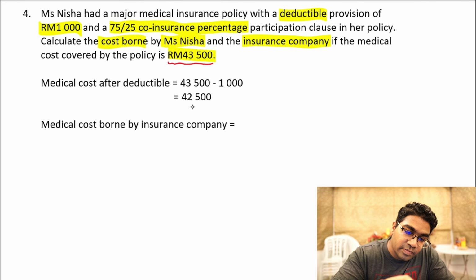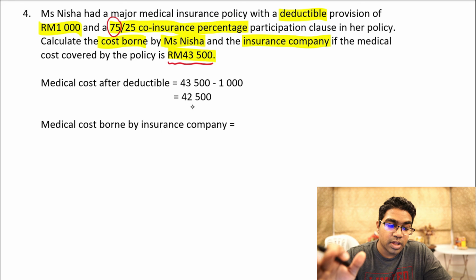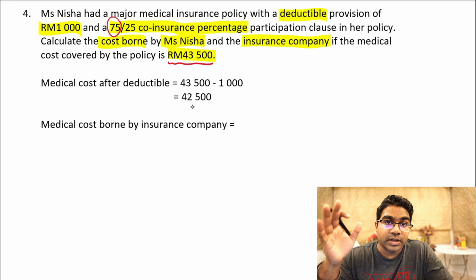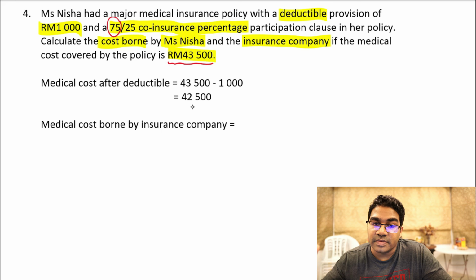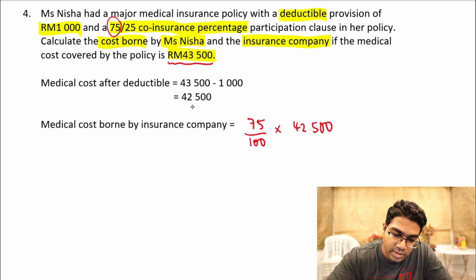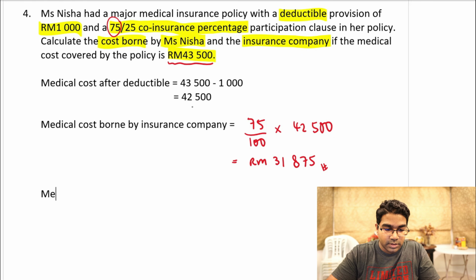75-25 means 75% is borne by the company, 25% is borne by the policyholder. And the insurance company is not going to bear any percentage of the deductible. This is why we subtract the deductible first. And so the insurance company will cover 75% out of 42,500. And that is 31,875 ringgit.